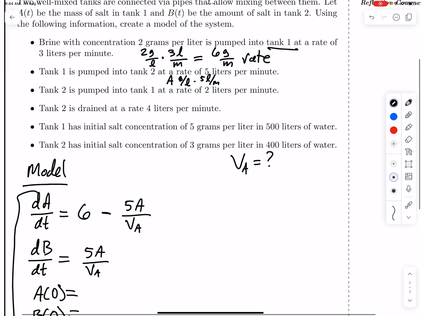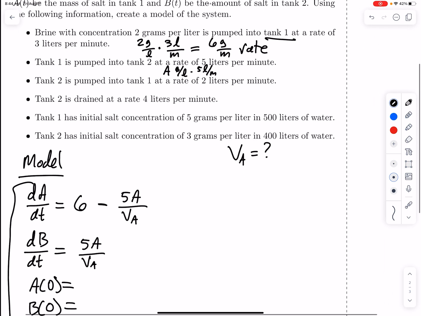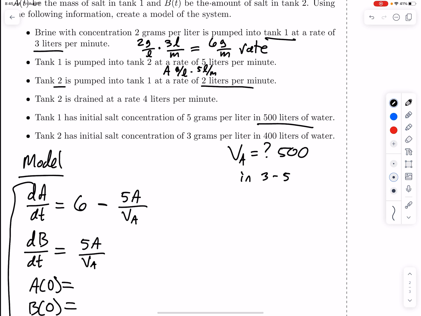Well, let's see. It has 500 liters of water in. Okay, so it could be 500, but it's changing, right? So let's think about this. How much comes in? We've got 3 liters per minute coming in. We've got 5 liters per minute going out from tank 1. But then we've got 2 liters per minute coming from tank 2 back into tank 1. And that's 0. So the change is 0. So the volume of tank A is just holding steady at 500.